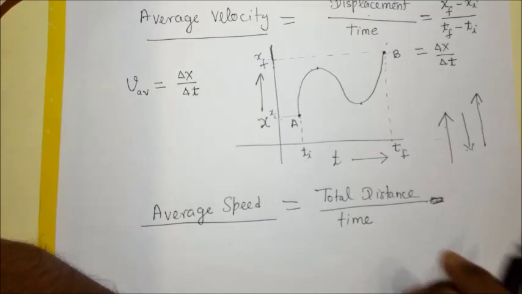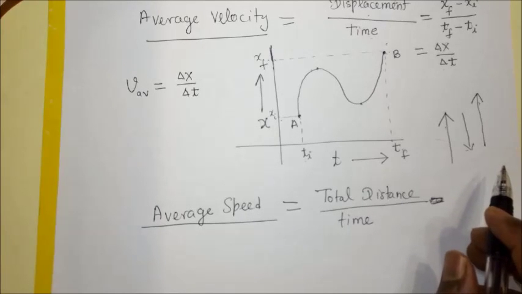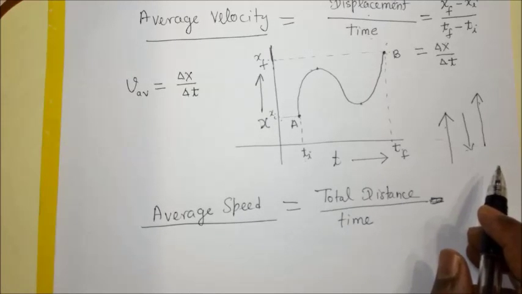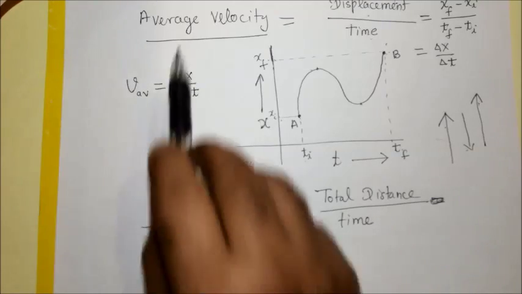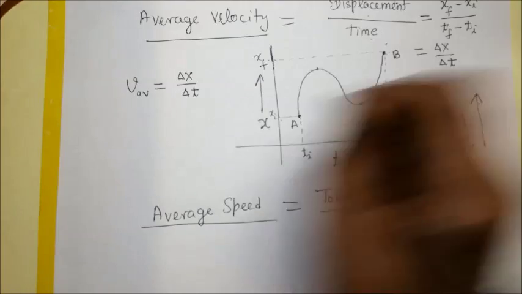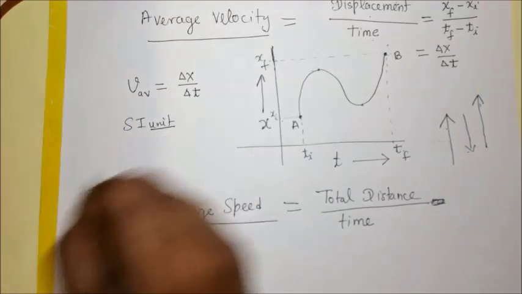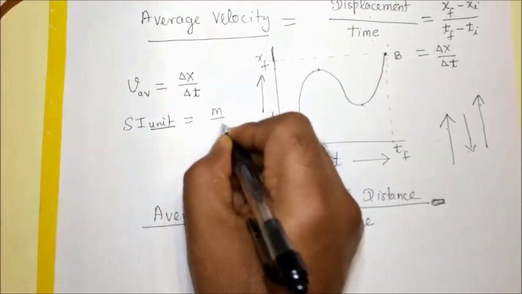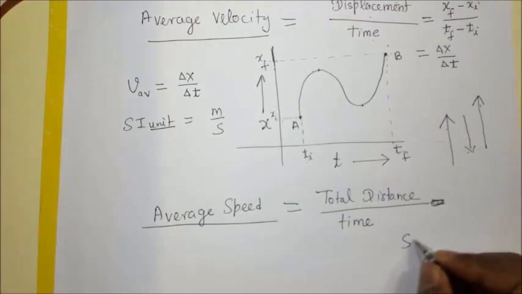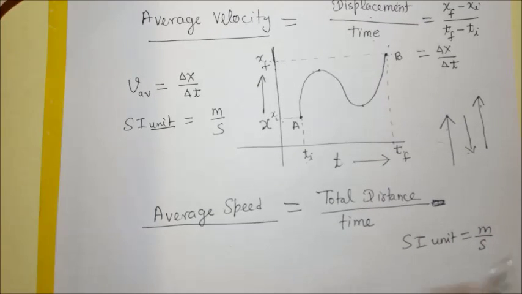Okay, the SI units for velocity and speed are the same. Average velocity has the SI unit meter per second. Here also the SI unit is meter per second.